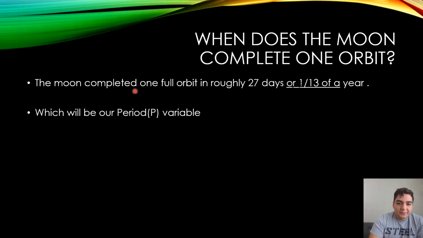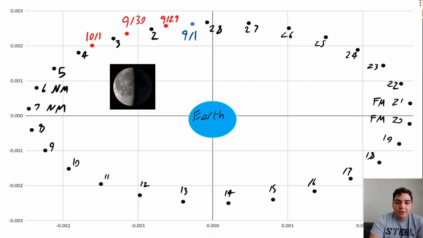As discussed, the Moon completes one full orbit in 27 days, or 1/13 of a year, which is going to be our P, or period variable, for later. So I numbered each moon to its respective day. So 1, 2, 3, 4, all the way. So going all the way around, 27 days right here.